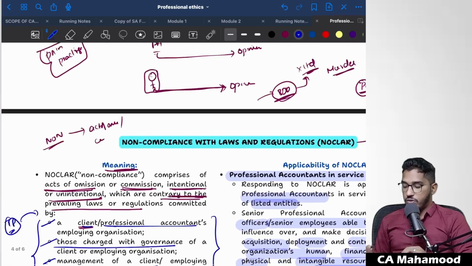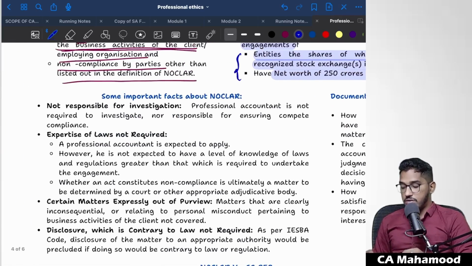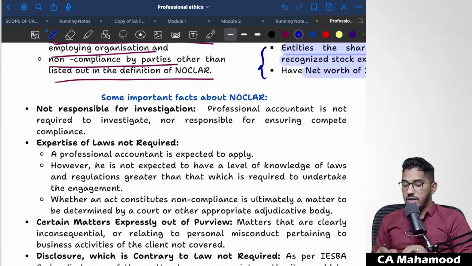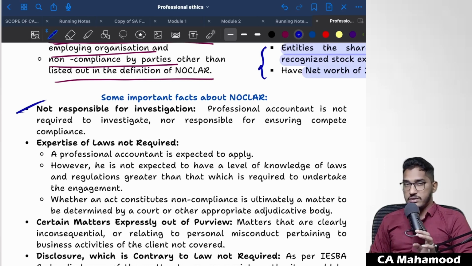So we have seen the meaning of NOCLAR. We have also seen the applicability of NOCLAR. Now, some important facts about NOCLAR. So what are they? Not responsible for investigation. When I say you are required to report on the non-compliances of the laws and regulations, I'm not expecting you to do a detailed investigation whether your client or employing organization has complied with laws and regulations. It is not expected from you.